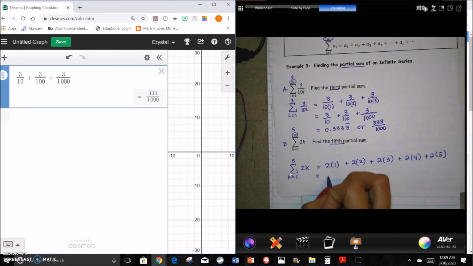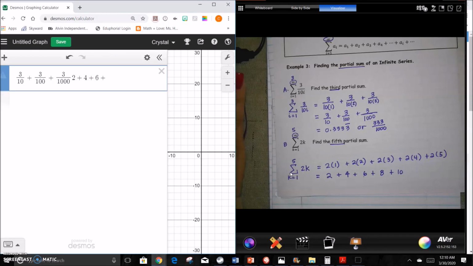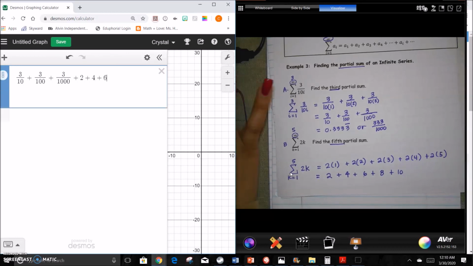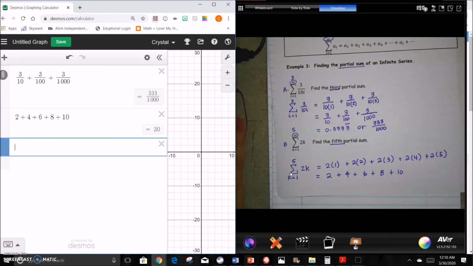2 times 1 is 2, plus 2 times 2 is 4, plus 2 times 3 is 6, plus 2 times 4 is 8, plus 2 times 5 is 10. And then I want to add 2 plus 4 plus 6 plus 8 plus 10. I was adding it into the wrong spot in the calculator. Sorry. There we go. 2 plus 4 plus 6 plus 8 plus 10, third time's a charm, is 30.